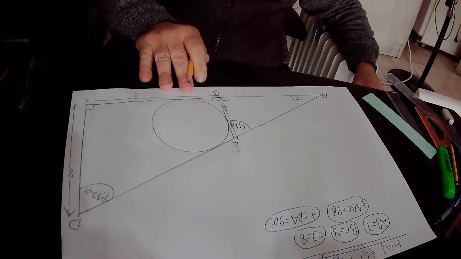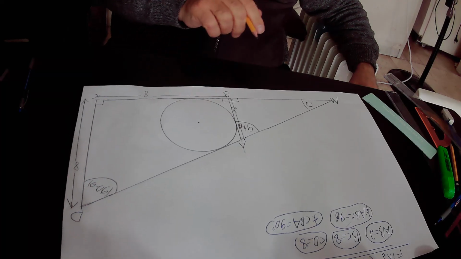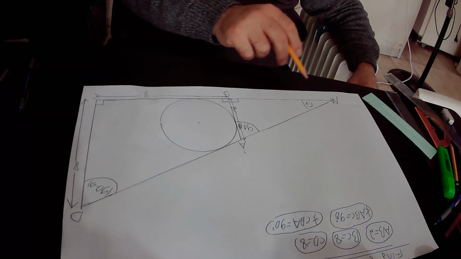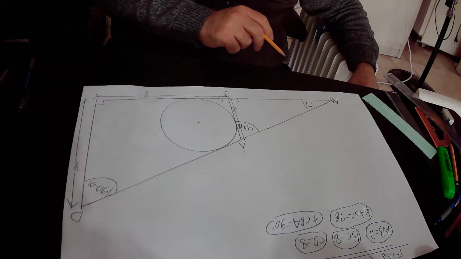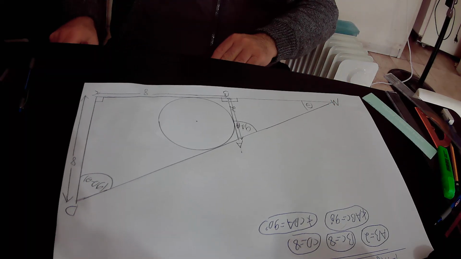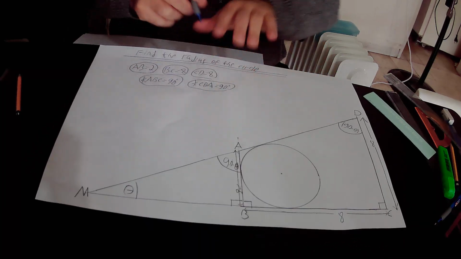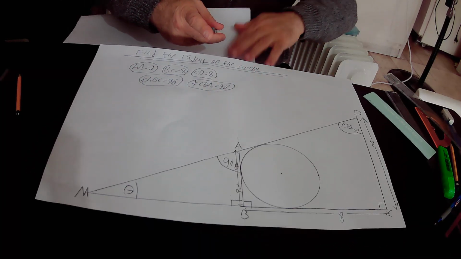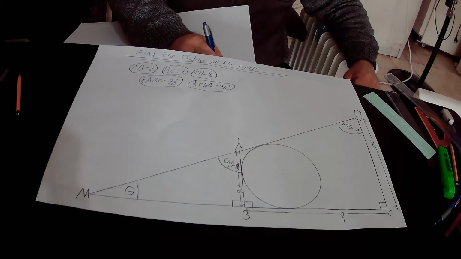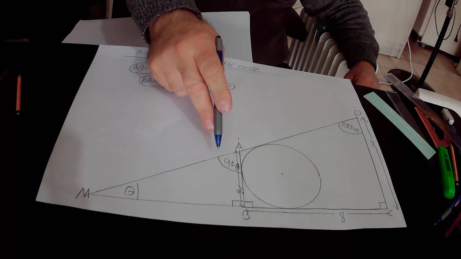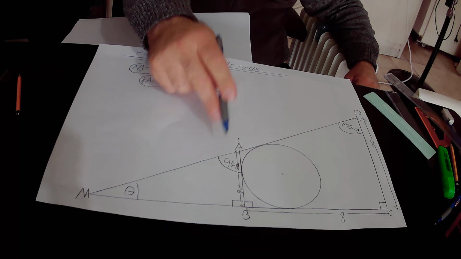In the next step, we will prove that the right big triangle DCM is similar to the right small triangle MBA. So I write it down. The right big triangle DCM is similar to this right small triangle MBA.